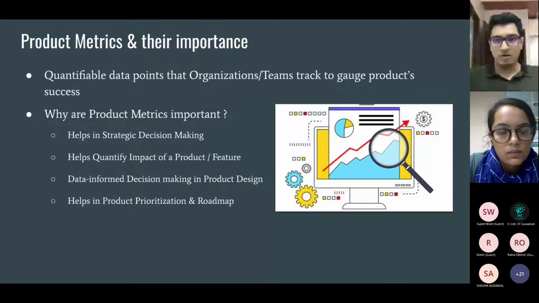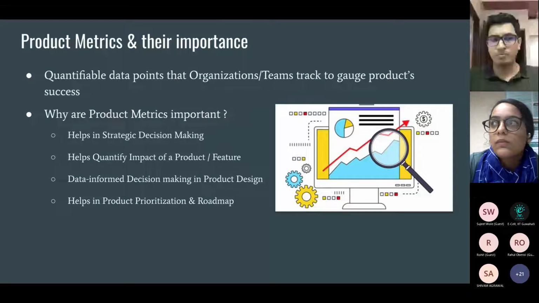Because any organization works towards goals that, hey, I need to acquire these many users, or I need to improve the conversion, right? So each release or each feature or each product that you release becomes measurable. You are able to see the progress, right?